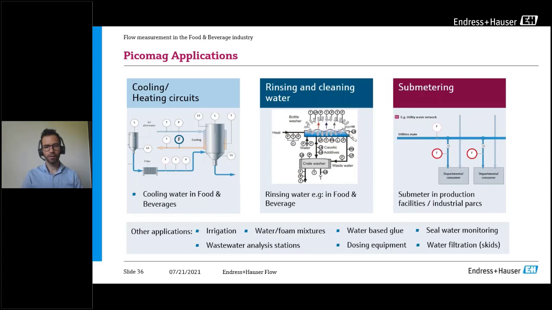Also sub-metering. So you have maybe the main dairy line, because we saw before in the poll a lot of people from the dairy industry are present and joining this online seminar. There you have different types of consumers besides the main dairy line, where you maybe want to know how much water they consume. I will show you afterwards an example with the seal water measurement, where PicoMag is used. It's used for the pump seal in the dairy industry, and this would be one partial consumer as in a sub-metering example.